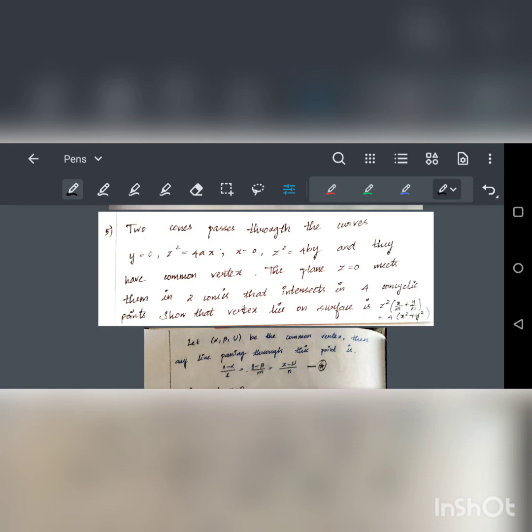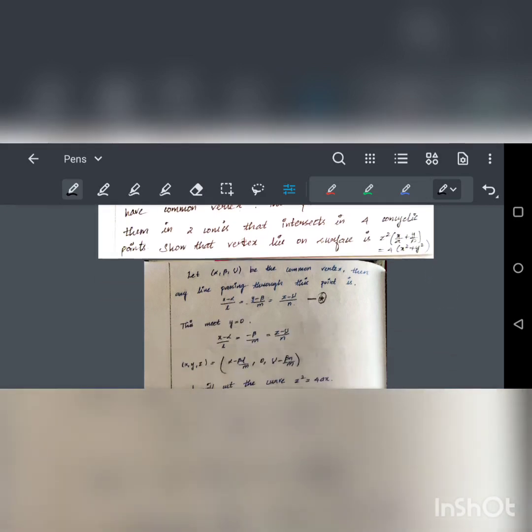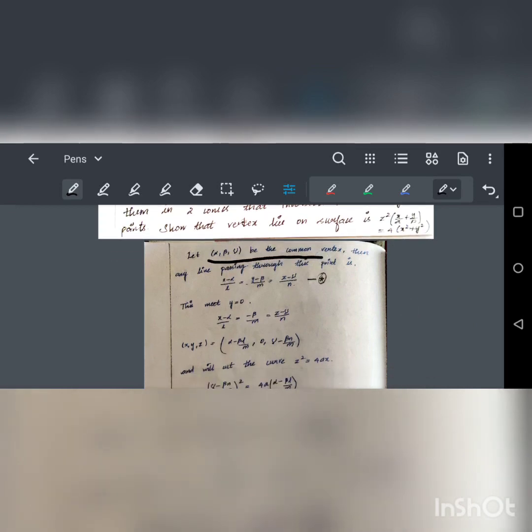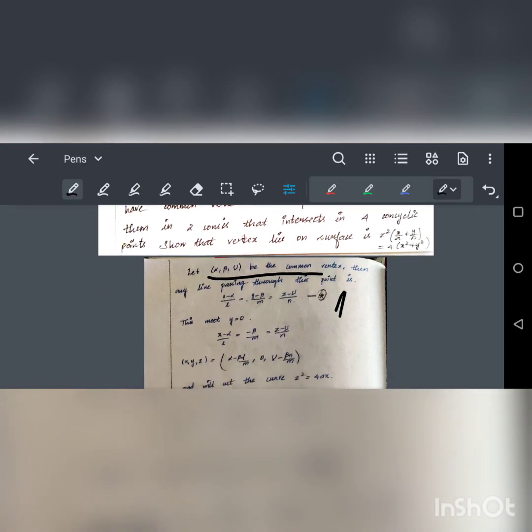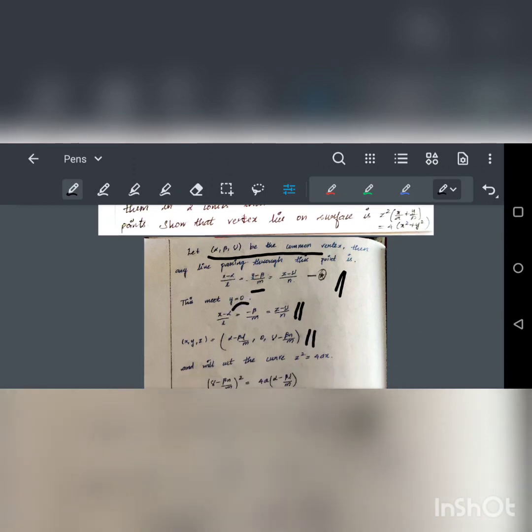Again, let us go step by step. As and when you are provided with a cone, what we need to do is write the vertex and the equation of a straight line. So here, let alpha, beta, gamma be the common vertex. Then any line passing through this point can be represented by x minus alpha by l equals y minus beta by m equals z minus gamma by n. Here you are provided with y is equal to 0. So when you take the value for y as 0, you will get this. Once after finding this, write the values for x, y and z. You can combine 1 and 2, and 2 and 3, and you will be able to find the values for x and z.